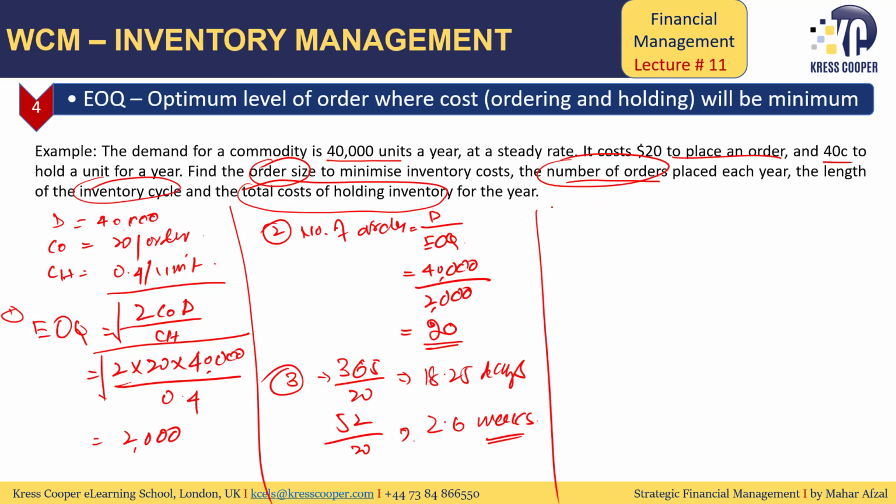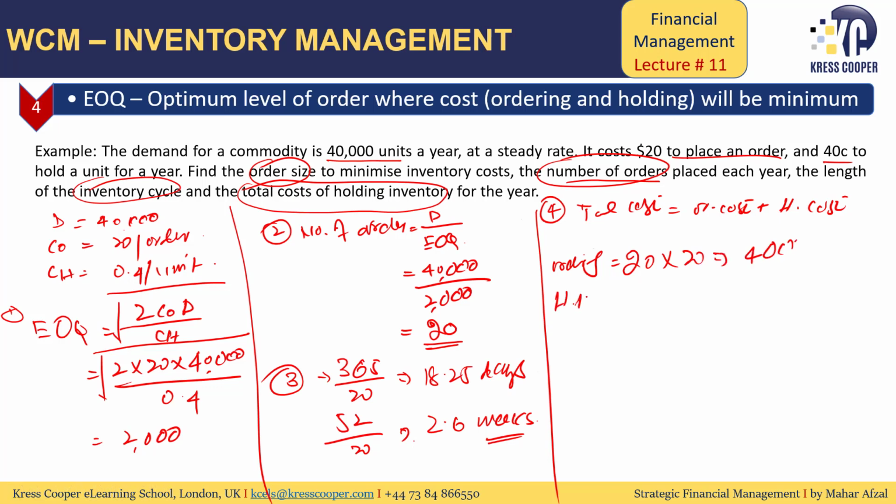Then they are asking to calculate the total cost. Total cost is equal to annual ordering cost plus annual holding cost. Annual ordering cost is equal to the total number of orders, which is 20, times the cost per order, which is 20, which is equal to 400.